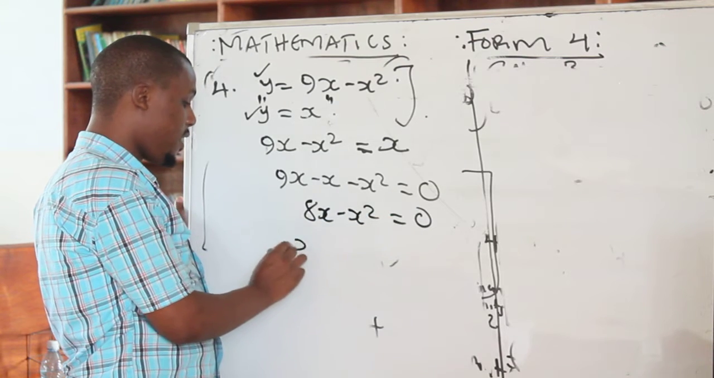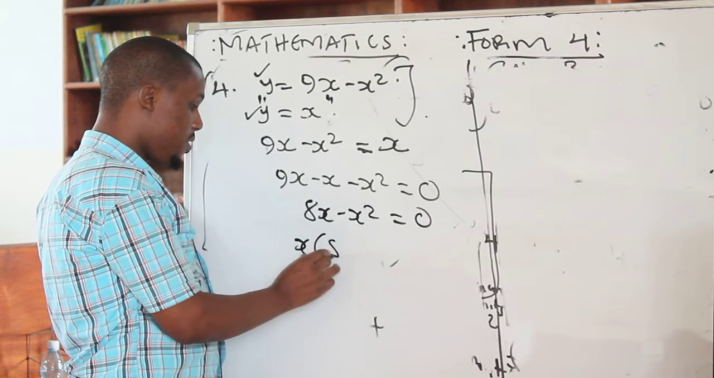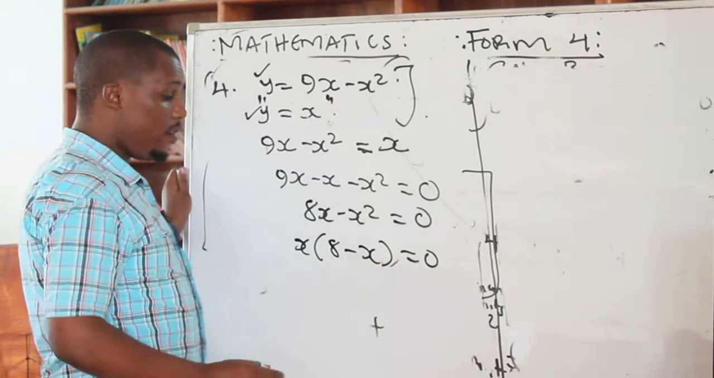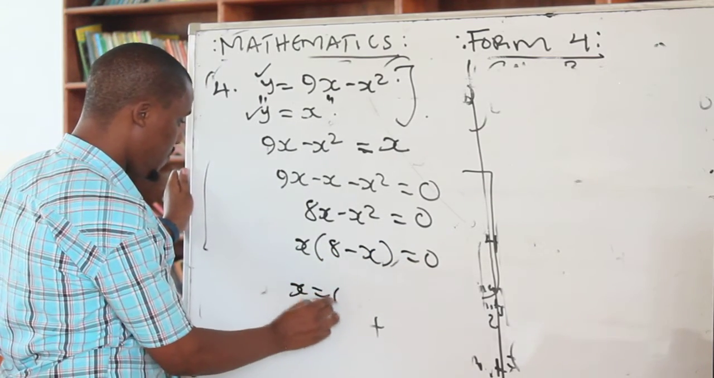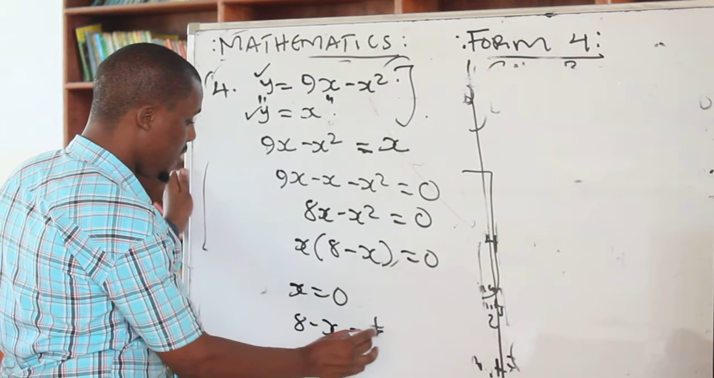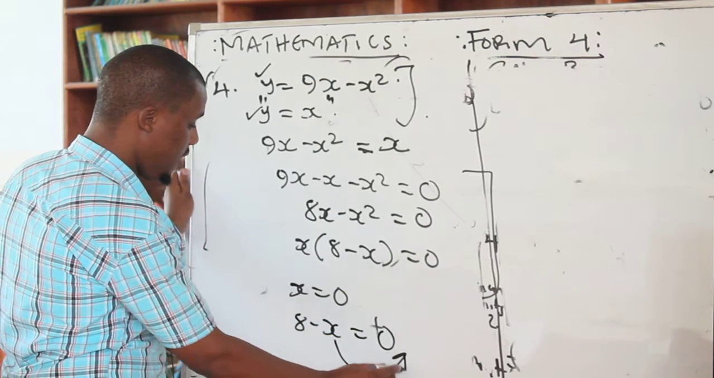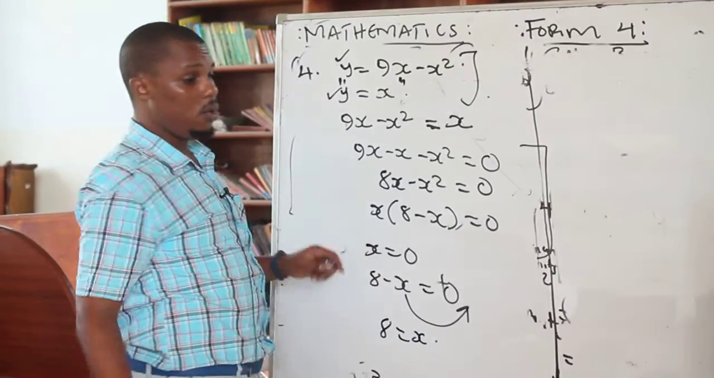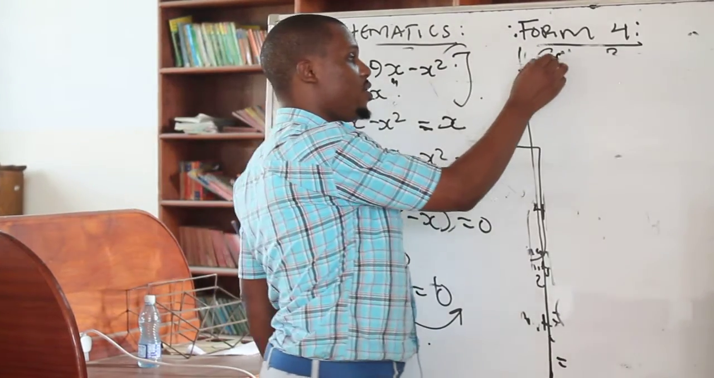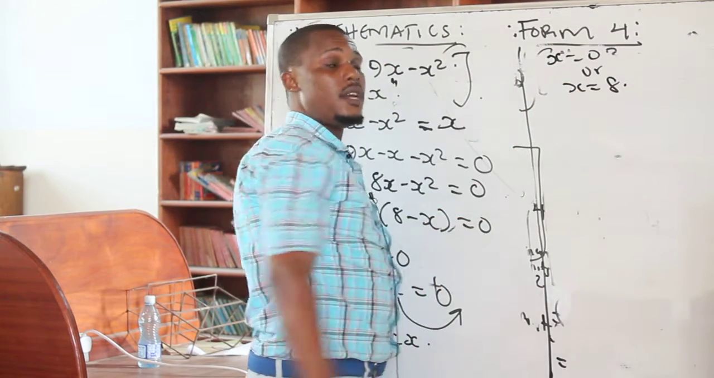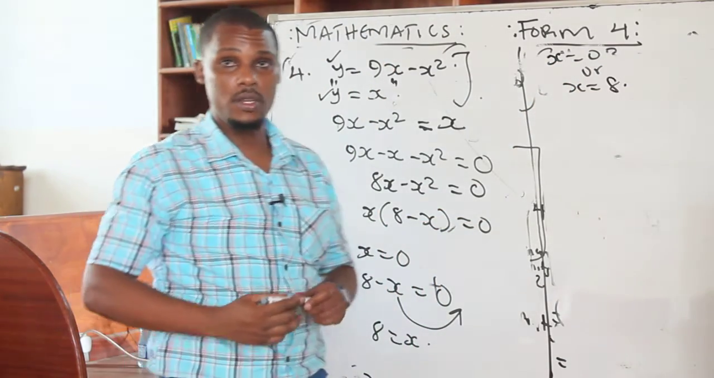The common factor is x. Then you have x times (8 minus x) equals 0. So the first value is x equals 0. And then 8 minus x equals 0. When you take x to the other side, you have 8 equals x. By so doing, we have the two limits: x equals 0 or x equals 8. Those are the limits that you obtain.